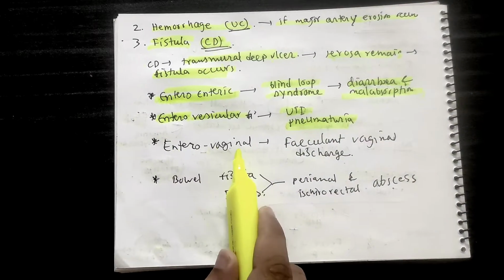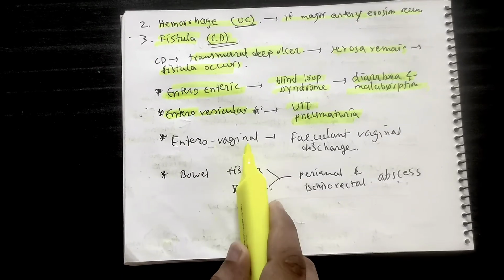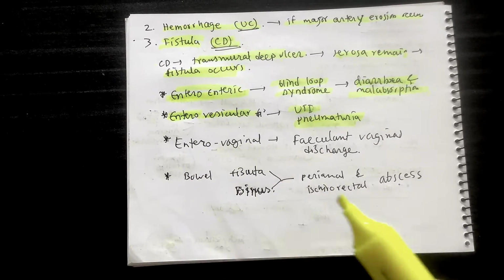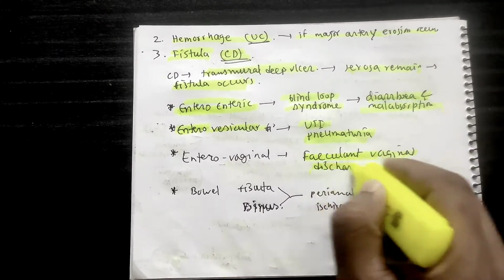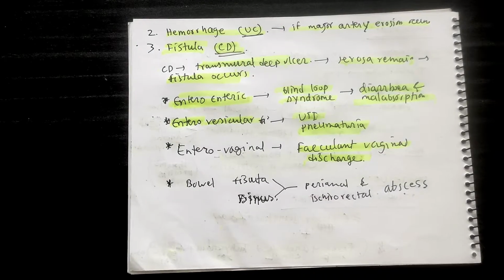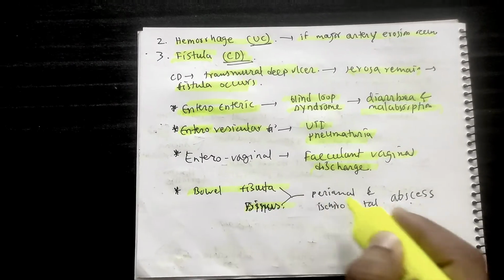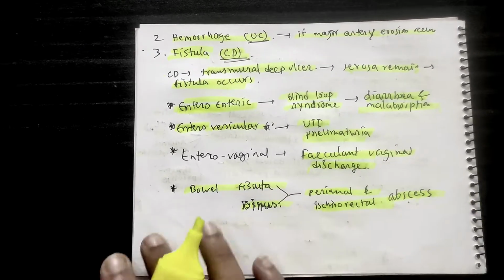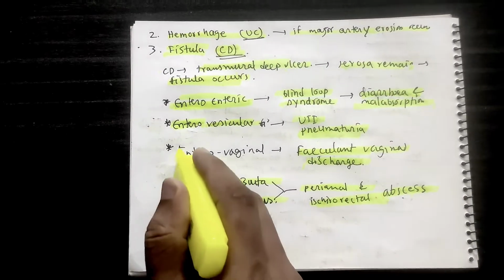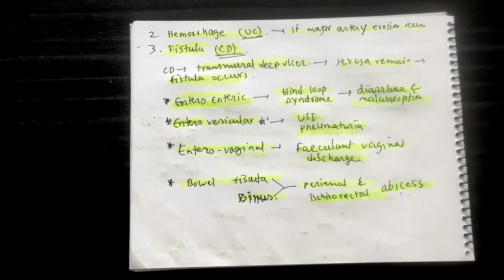Then enterovaginal fistula means gut with the vagina, and it causes feculent vaginal discharge. Next, when bowel fistula and sinus occur, both result in perianal and ischiorectal abscesses. So this is a complication of fistulas, which is a complication of Crohn's disease.